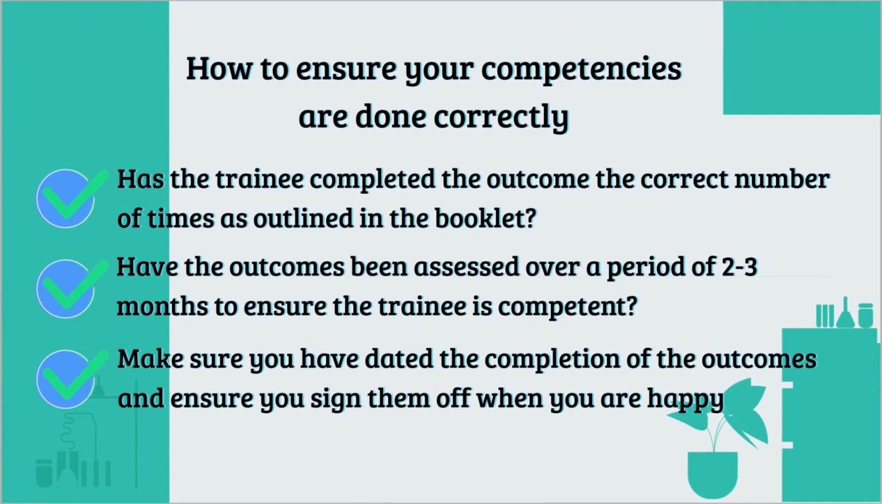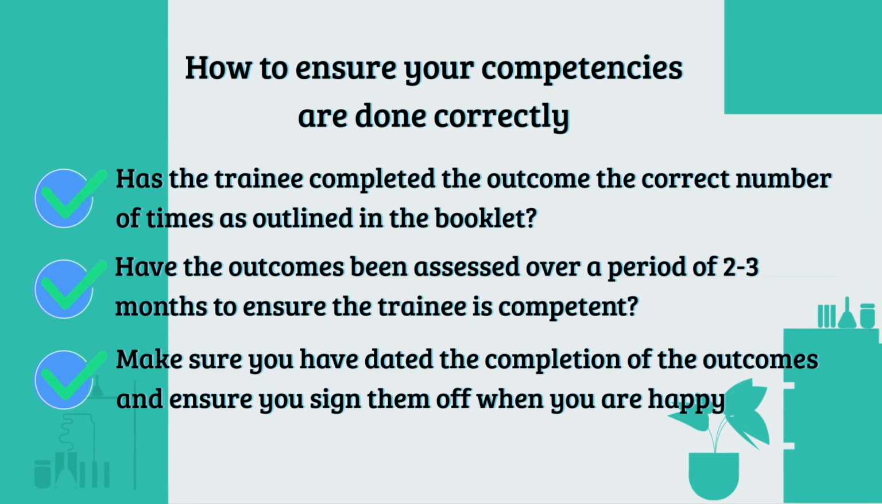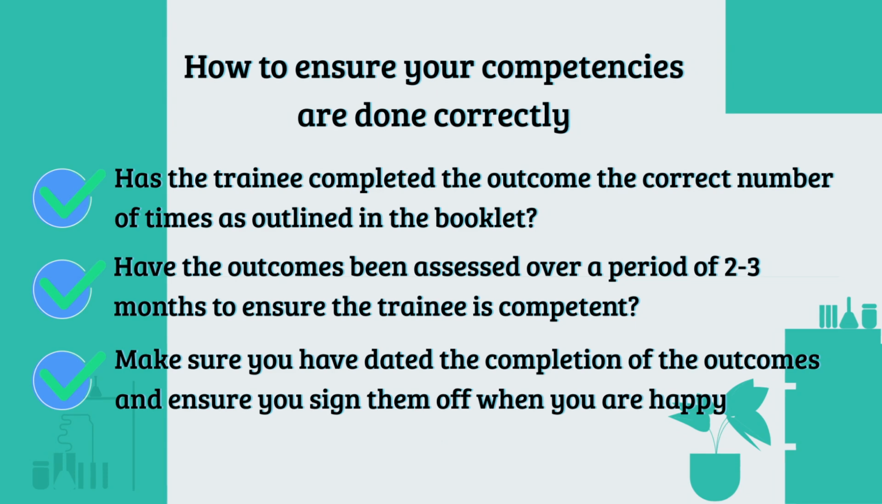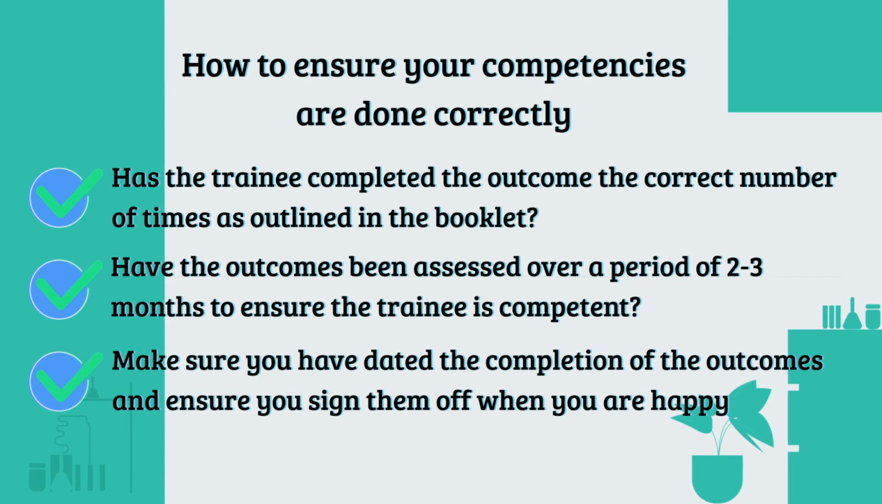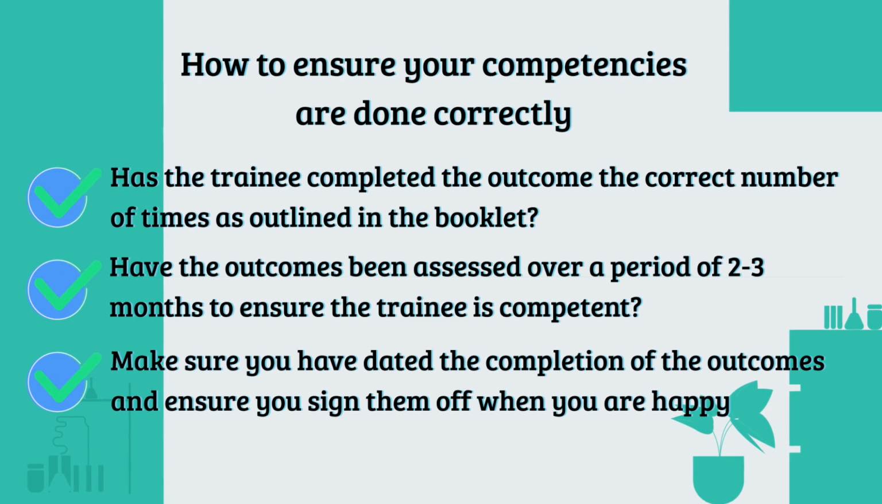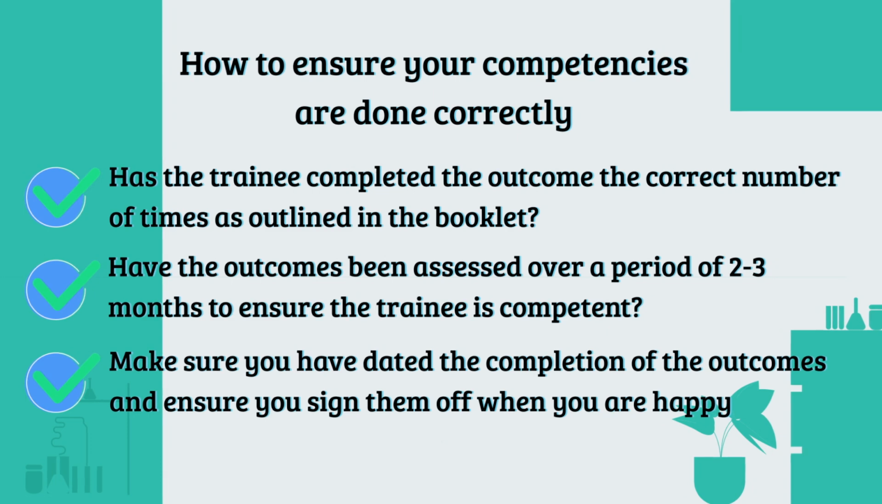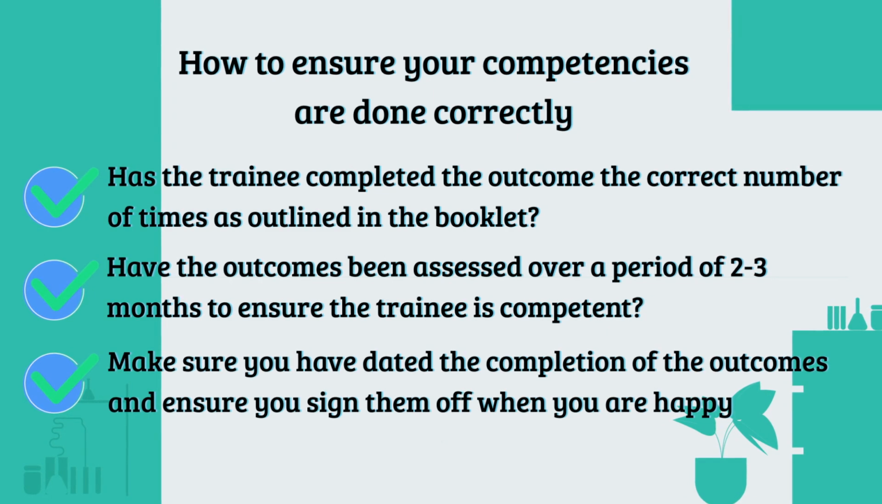Remember, within one observation, a learner may demonstrate multiple assessment criteria from multiple learning outcomes. The learning outcomes as a whole have to be demonstrated over a minimum of 2 to 3 months. This is so that the learner can demonstrate competency over a period of time.